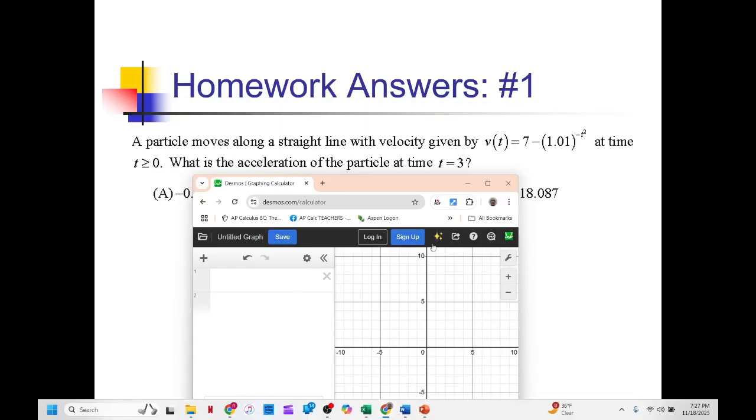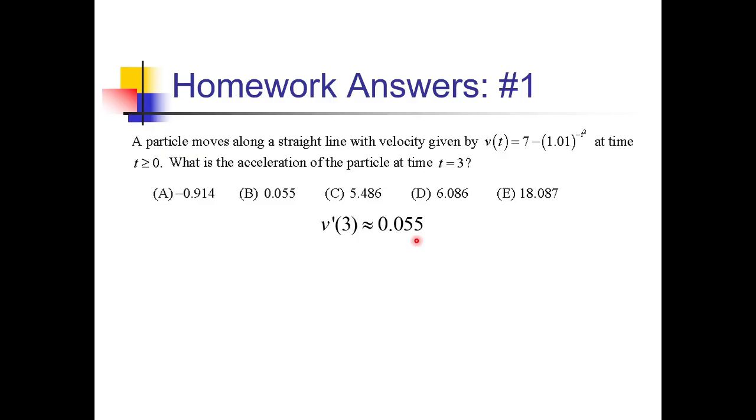So back on Desmos here, we've got v of t equals 7 minus 1.01 exponent negative t squared. So we've got exponents inside exponents here. And then I'll go down to another entry and I'll just do v prime of 3. And that comes out to about 0.055 if I round that off to 3 decimals. So that's going to give me choice B.